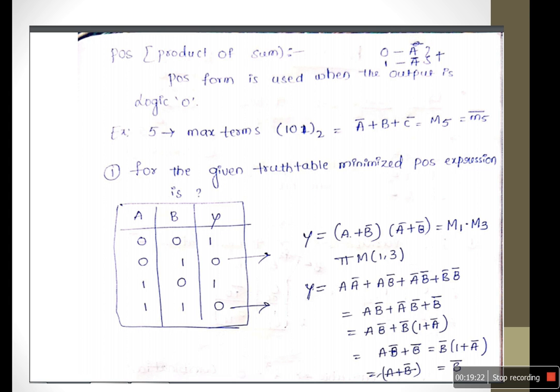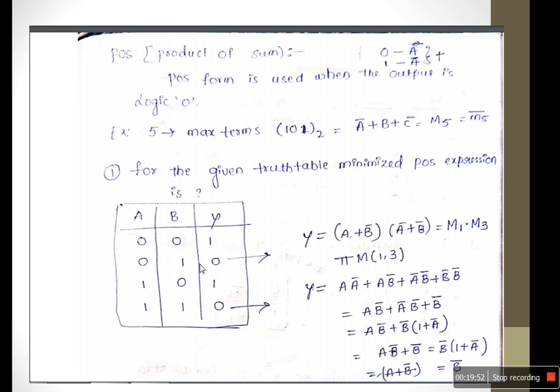Next, I am taking one example. Here they are giving a truth table, and they ask us to find the output expression for this truth table. So you have to consider wherever the logic is 0. A, B are the inputs and Y is the output. For 0, 0 the output is 1, for 0, 1 the output is 0, for 1, 0 the output is 1, and for 1, 1 the output is 0. So you have to take the expression wherever the output logic is 0.